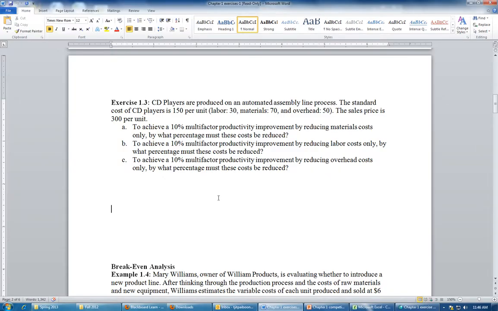Exercise 1.3. This is an application of productivity. In this example, the input, which is $150, includes three components: labor for $30, materials for $70, and overhead for $50. The output is a sale for $300.